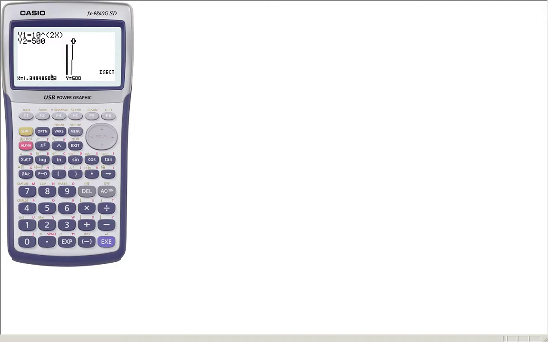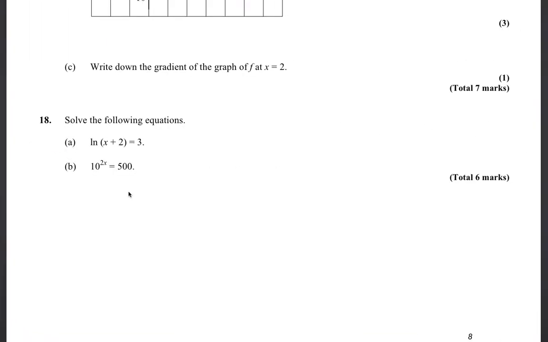So you need to be very, very clear as to where you need to put the brackets and where you don't have to. So please be very careful. Otherwise, you may not get the correct answer, right? So let us look at the next problem.